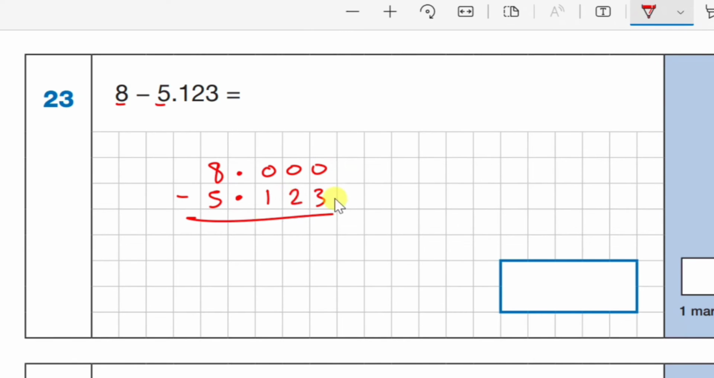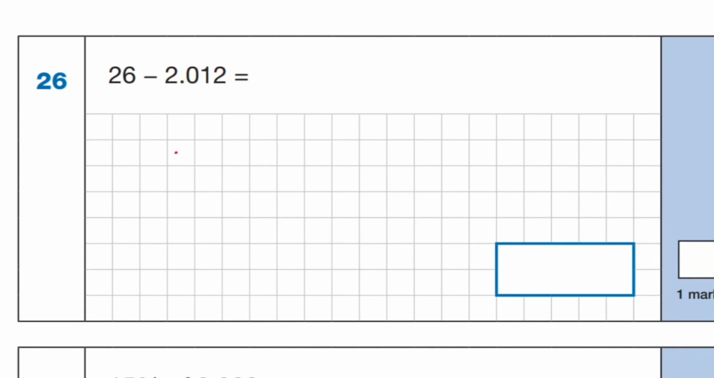So 0 take away nothing, 0 take away 3 you can't do, so you have to borrow all the way from 8, that becomes a 7. Next number becomes a 10, borrow, 9, becomes a 10, borrow, 9, that becomes a 10. Now we subtract. So 10 take away 3 is 7, 9 take away 2 is also 7, 9 take away 1 is 8. And then 7 take away 5 is 2. So here you're going to firstly write 26, line up the whole numbers, and 2 underneath. Then you line up the decimal, 0.120 0.